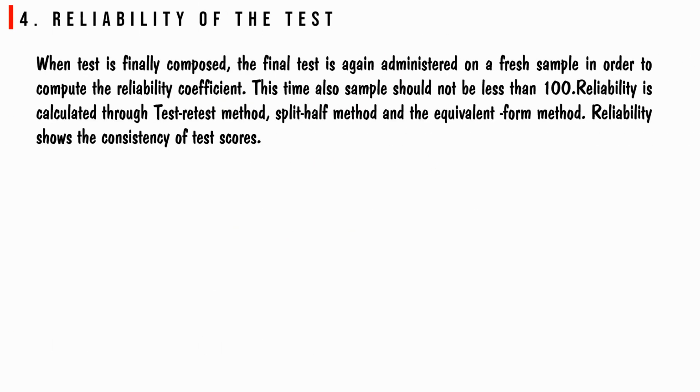Reliability of the test. When the test is finally composed, the final test is again administered on a fresh sample in order to compute the reliability coefficient. This time also, the sample should not be less than 100. Reliability is calculated through the test-retest method, split-half method and equivalent form method. Reliability shows the consistency of the test scores.